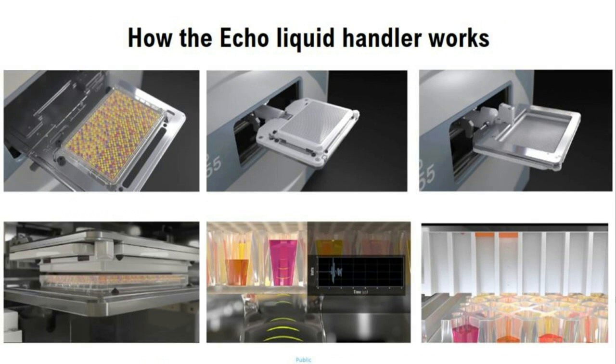How does the Echo liquid handler work? Very simply and briefly, we have a source plate where we have all the materials that we want to transfer. Then we have our destination plate. The destination plate is flipped upside down, and using a sound energy system, we send droplets of the materials from the source plate to the destination plate.